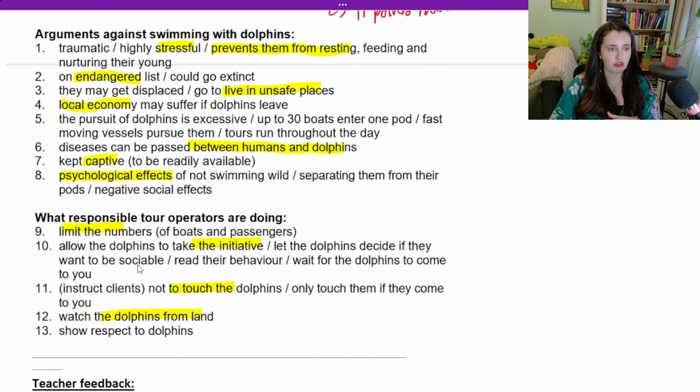What are responsible tour operators doing? Notice here that there are more answers for the first half than the second half. That's okay, they're not always balanced and you don't have to be balanced either. So they can limit the numbers, let the dolphins take the lead, instruct clients not to touch the dolphins, watch the dolphins from land, and show respect to the dolphins. So these were the 13 possible answers.